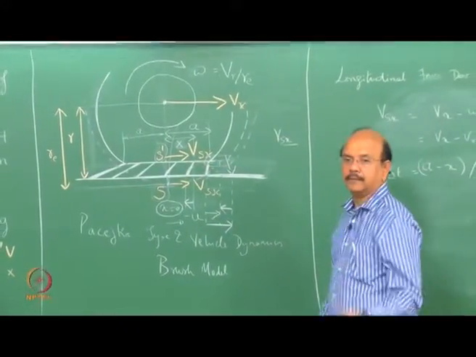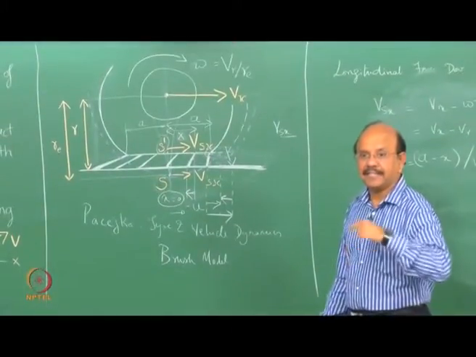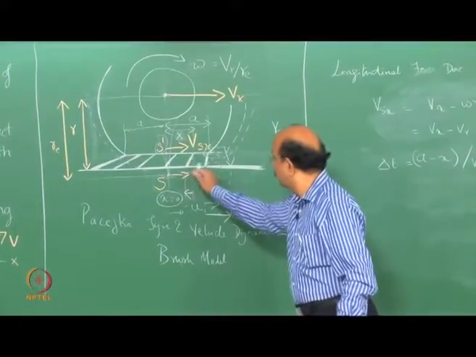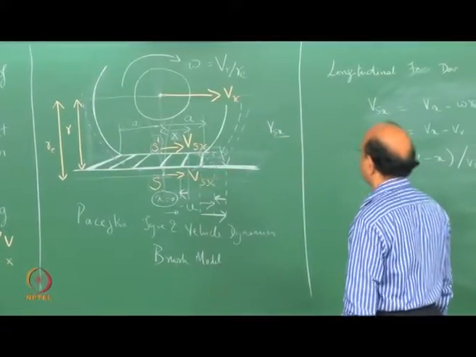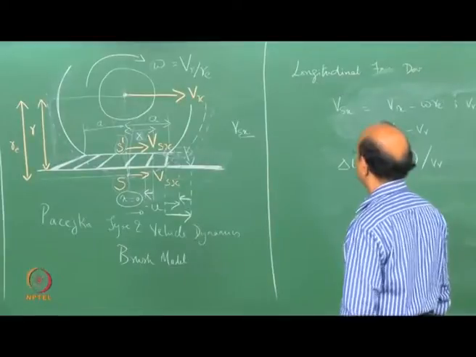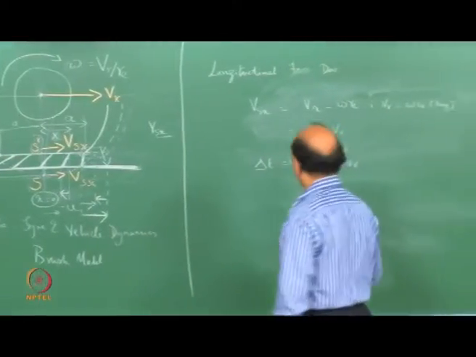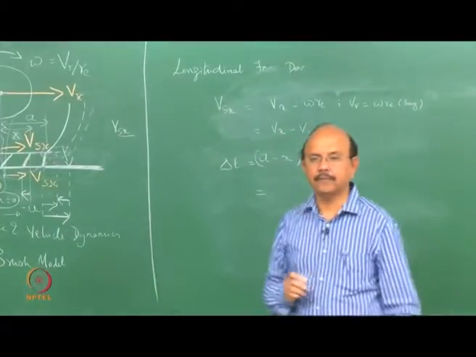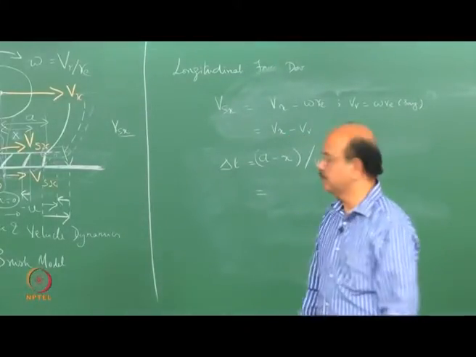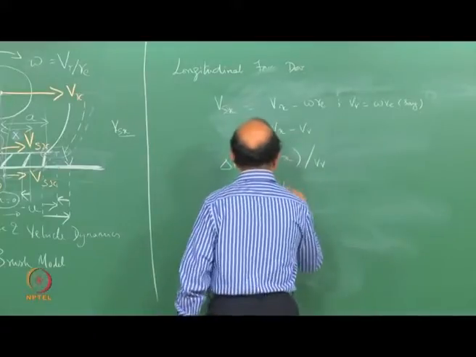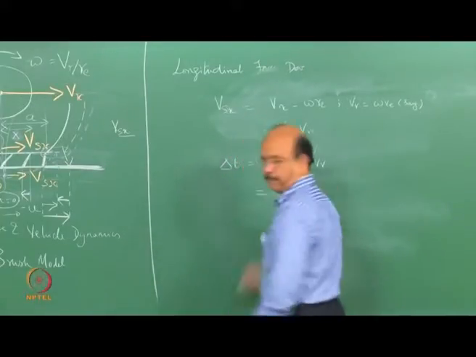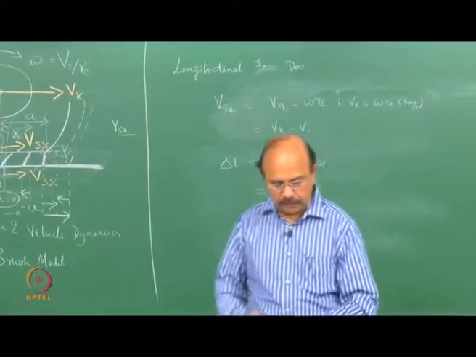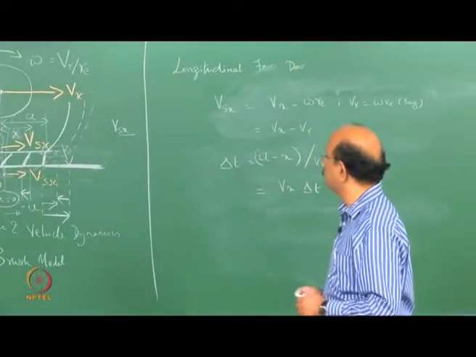At the same time, the tip of that bristle, or the head of that bristle, has moved a distance. At the same time, the distance moved by the head is equal to Vx into delta t. So at the same time, the distance moved is Vx into delta t.